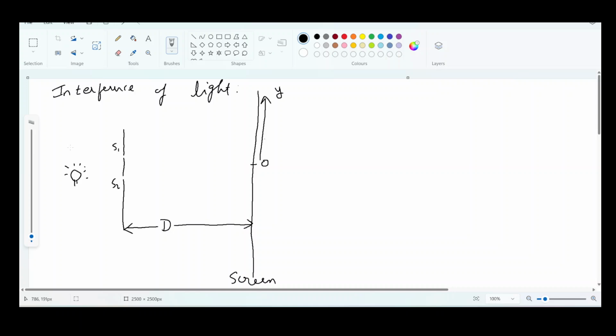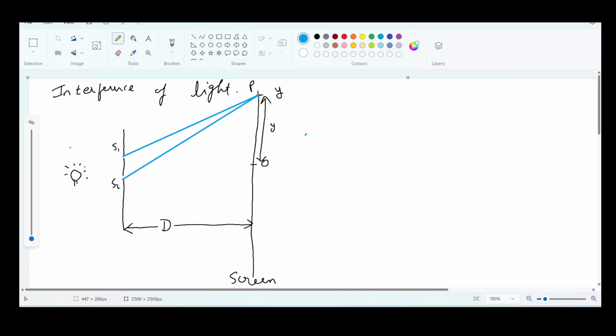So at any point, let us say at this point, this is the point P, located at a distance Y from O. And I want to know whether I will get a bright band or a dark band at point P. So a ray of light from S1 will go like this, and a ray of light from S2 will go like this.